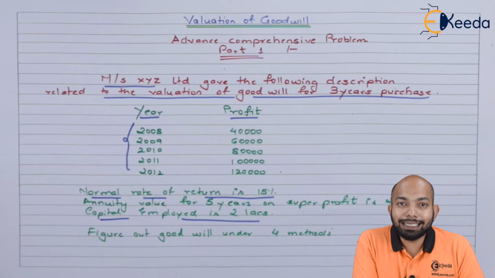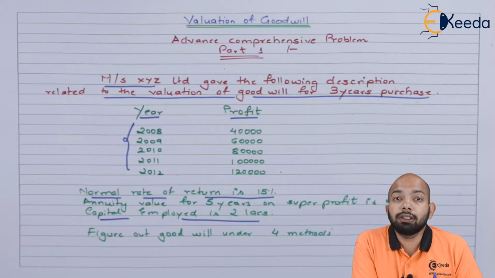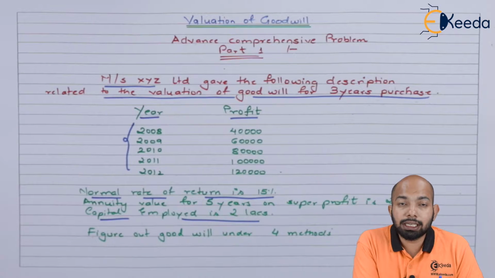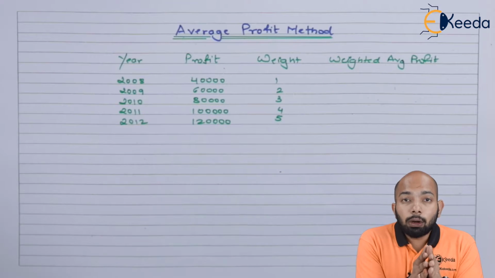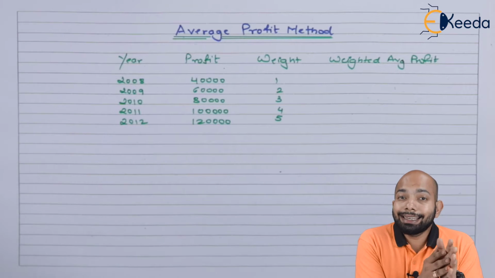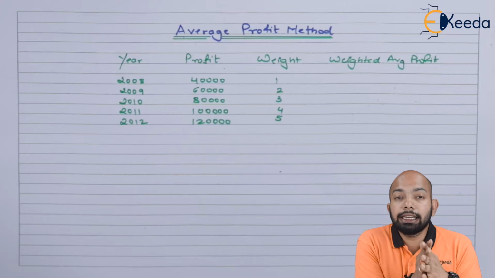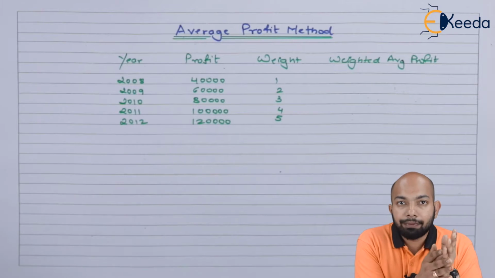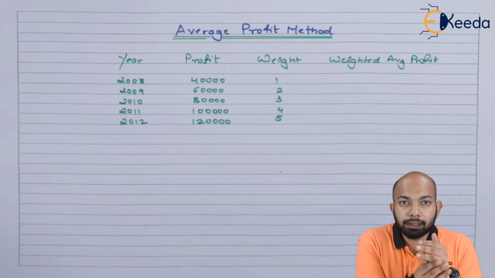Now, when all these details are provided, you have to go ahead and calculate the goodwill for next 3 years purchase under all these four methods. So let's go ahead with the first factor being utilized, the average profit method. Now, if we can figure out, the profits mentioned here are in an increasing trend. So whenever there is a trend that is observed, you have to go ahead and calculate the profit as per the weighted average method. So we'll use the weighted average method here itself.